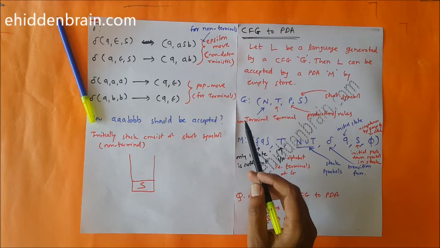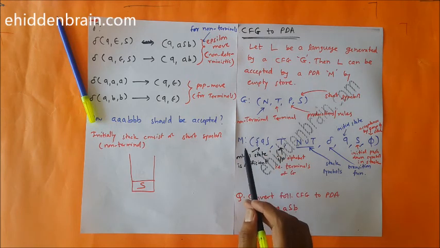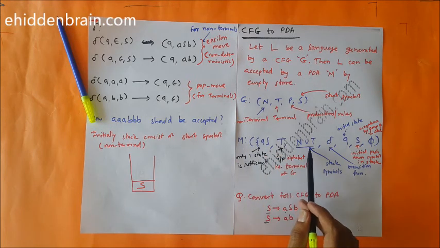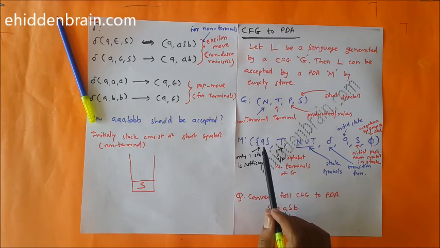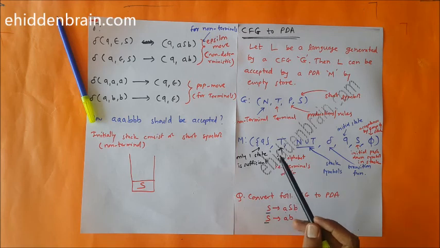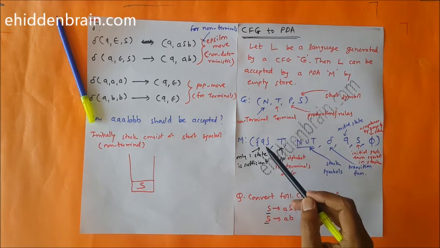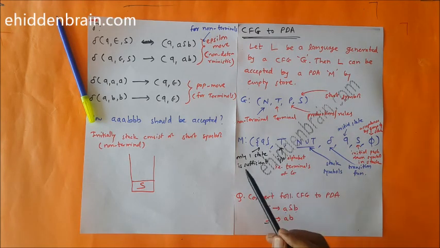Similarly, M can be defined. You can convert G to M. How will it be converted? Again, you can see this is a 7-tuple machine, which is a pushdown automata. There will be only one state required in this pushdown automata, because we are not worried about the states. We are really worried about how this conversion will be done. So one state itself can achieve it.